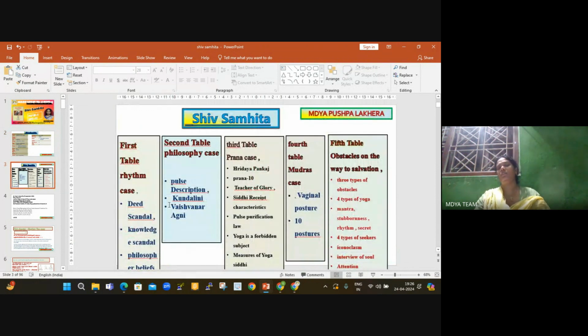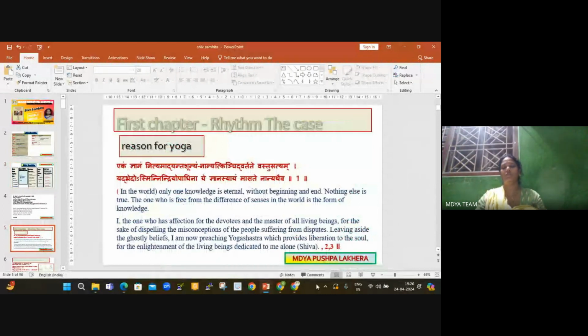So here the 5 chapters, the petals are there: first, second, third, fourth and fifth. What are the things that are discussed here? So directly we are going to the first chapter. Let me start with the first chapter.